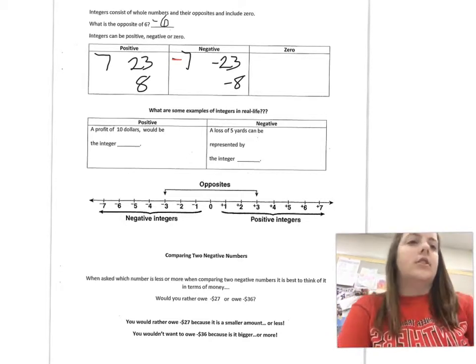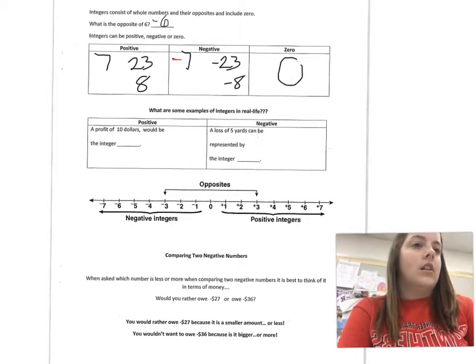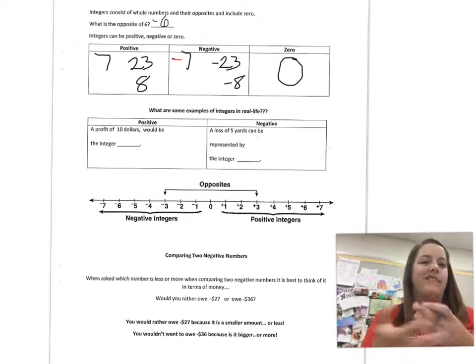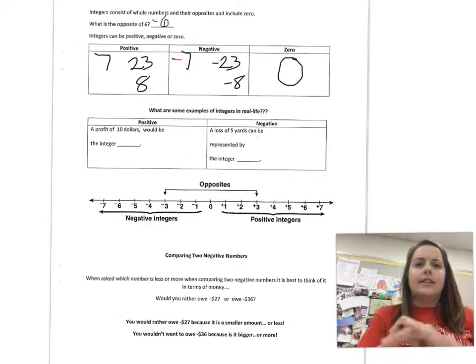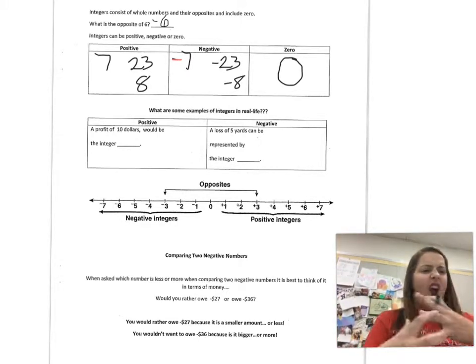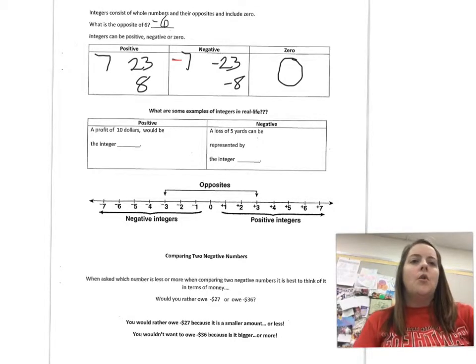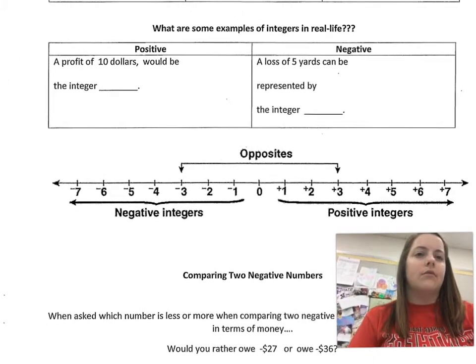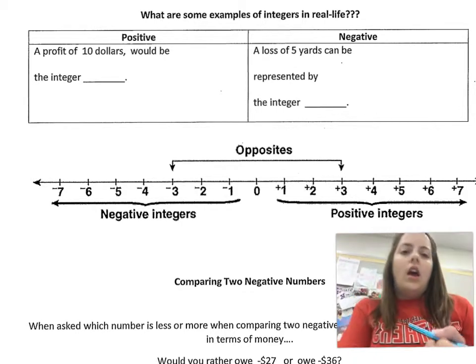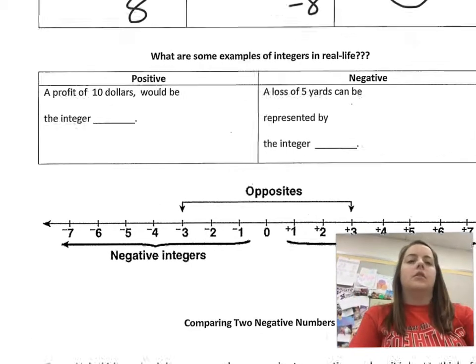Then of course there's always 0. So 0 is 0. It means you have nothing and you owe nothing. So we're going to look at some examples because having a positive and a negative number, it's kind of a hard concept to grasp. So we're going to step down here and it says, what are some examples in real life?